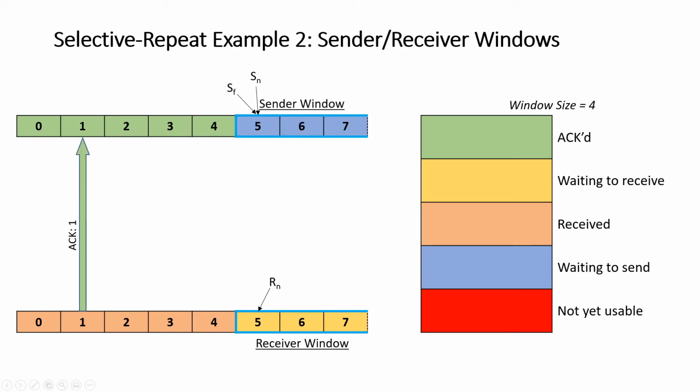Upon receipt of acknowledgement packet 1, the sender can finally move on. The window moves forward 4 frames to where S sub f and S sub n are now at sequence number 5. The sender and receiver are now fully synchronized, and the sender will continue sending packets, rest assured that the receiver has received the data correctly throughout this time.